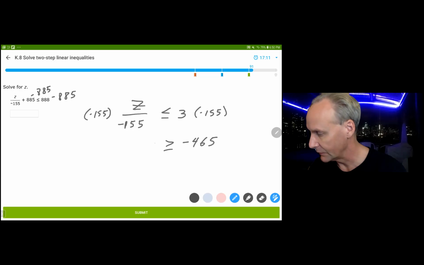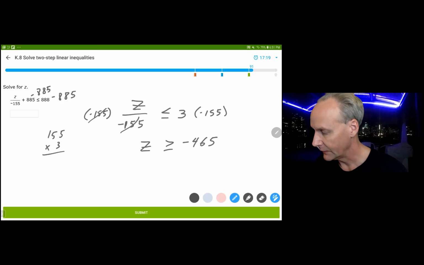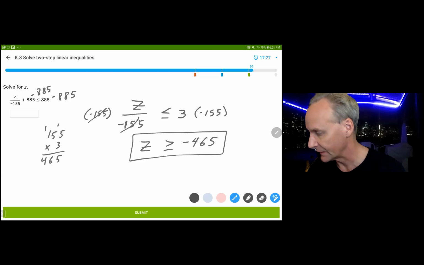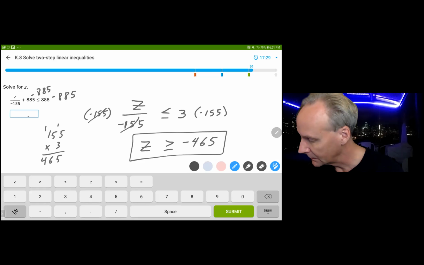I'm going to go ahead and do my multiplication on the side just to show you. 155 times 3. We have a 5, carry the 1. That's a 6, carry the 1. That's a 4, 65. And it is negative, and I did change my sign. z is greater than or equal to negative 465.